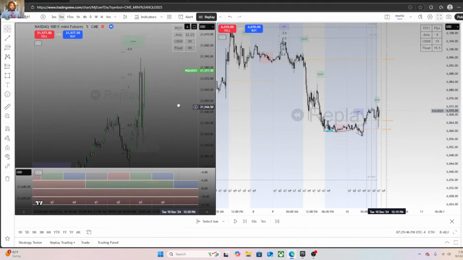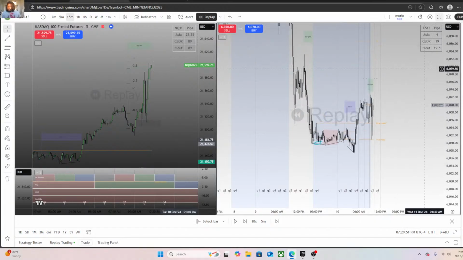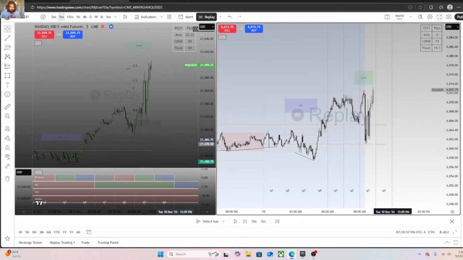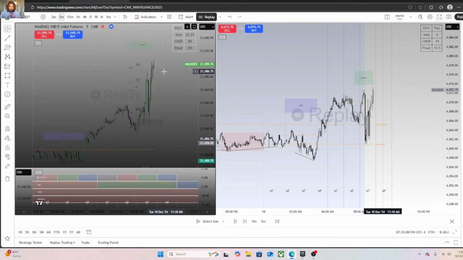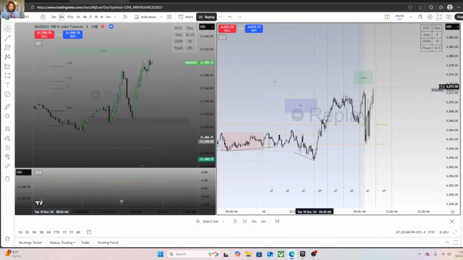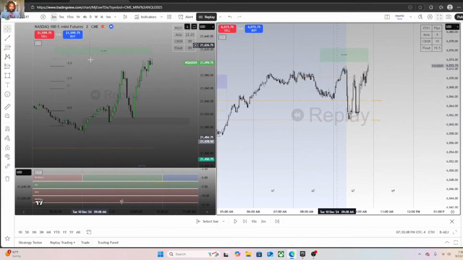All right, we get up here in this max expansion. I like to sell out of there. All right, so boom. I'm looking for shorts. This is an official analysis right here. So I'm looking for shorts. Nothing yet.